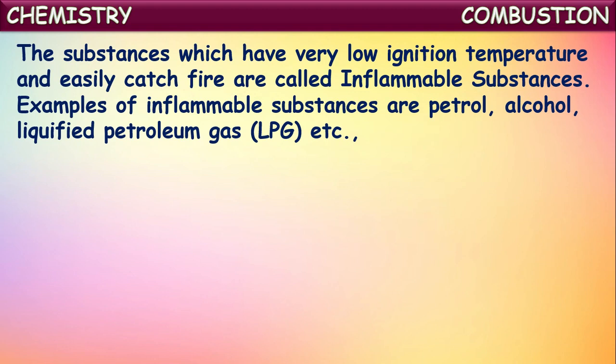It means the chemical substance inside the tanker has a very low ignition temperature and may catch fire very easily and blast into burning. So we should be very careful with such substances, which are called inflammable substances. Examples of inflammable substances are petrol, alcohol, and liquefied petroleum gas, commonly called LPG. These all have a very low ignition temperature. They can catch fire very easily at very low temperatures. That's why we should handle them very carefully.